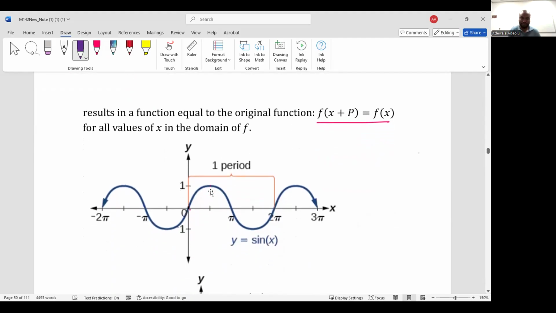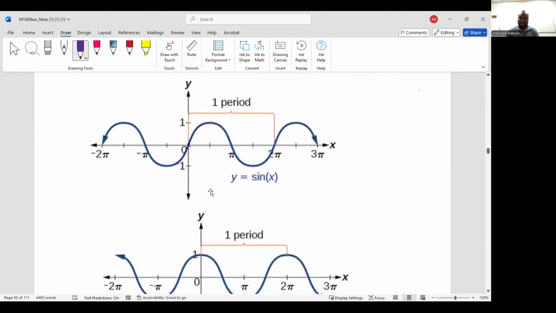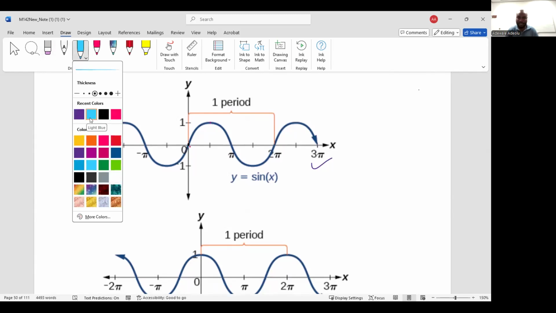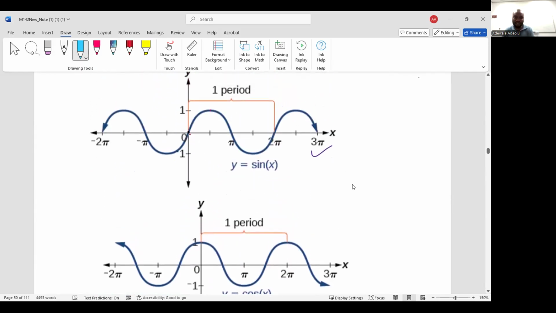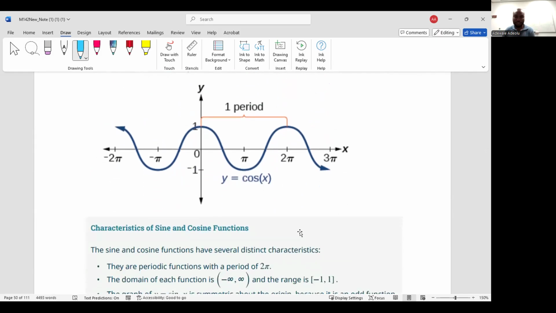So this is one period. Now we call this one period. From here, for the sine function, that will complete one rotation. Then we say that is one period. For cosine as well, we start from here and we move this way up to this point. Then we say that is one period.